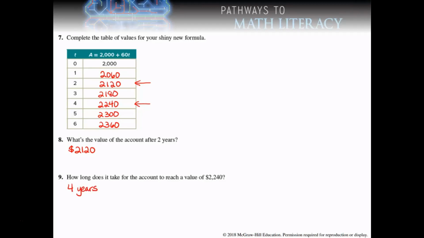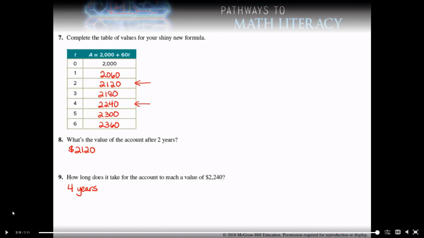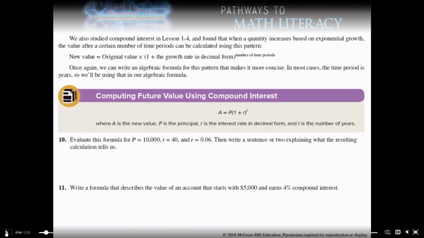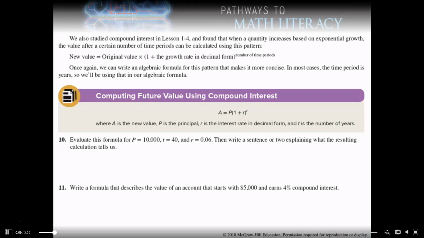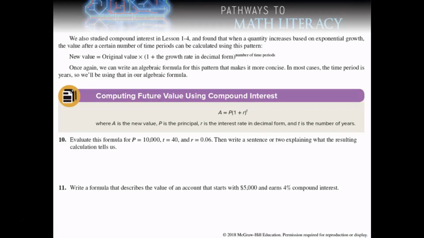Here we're working with the compound interest formula. A equals P times the quantity 1 plus R all to the T power. In 10, we're asked to substitute some values into that formula. So A equals, they've given us a P of 10,000, parentheses 1 plus, they've given us an R value of 0.06, close the parentheses, and then they've given us a T value of 40, so that's the exponent.